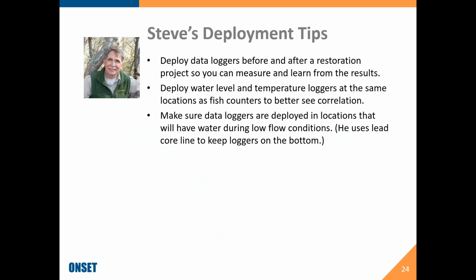Make sure that your data loggers are deployed in locations that will have water even during low flow conditions. That's sometimes a challenge, I know, but streams can get quite a bit shallower during the warm summer months when you're not getting much rain. So look for a pool that's going to still have water in it during low flow conditions.